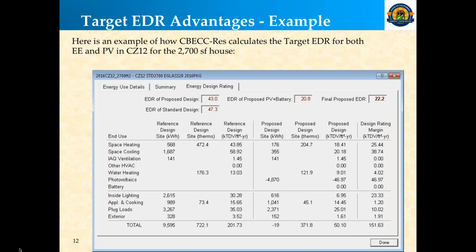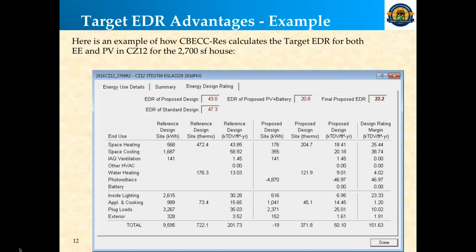And then because they beat that target, the size of the PV system is now a little smaller than it would have been if they just met it. So then you get your 20 points of EDR, 20.8, to get you to this final target score that was probably around 23 for this climate zone, and they beat that. So that gives you a very high level view.